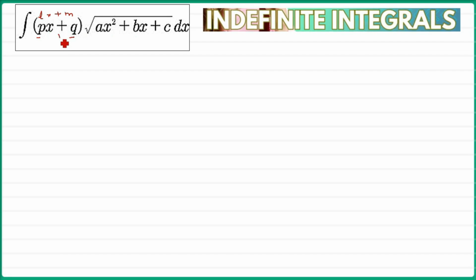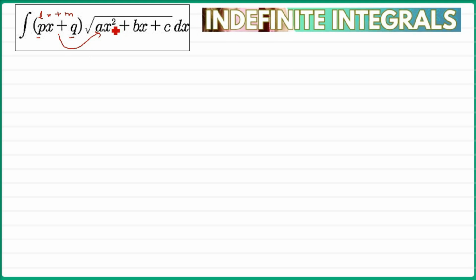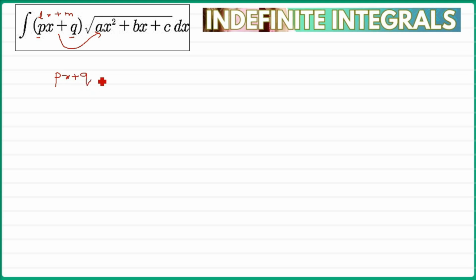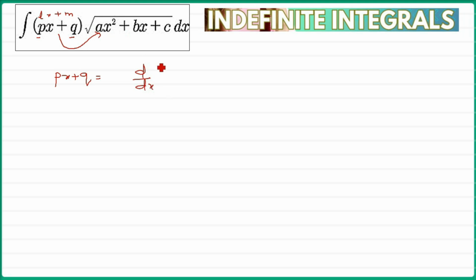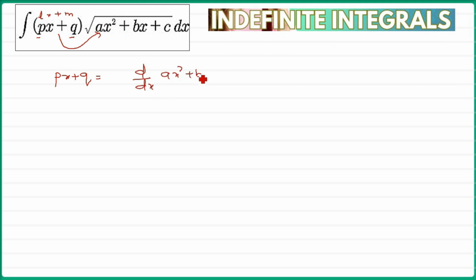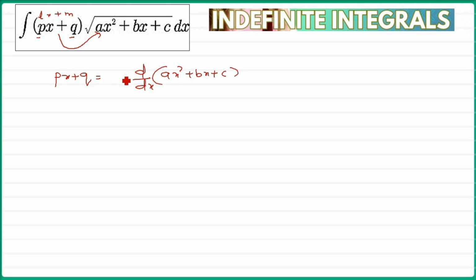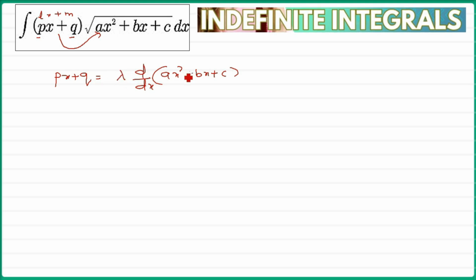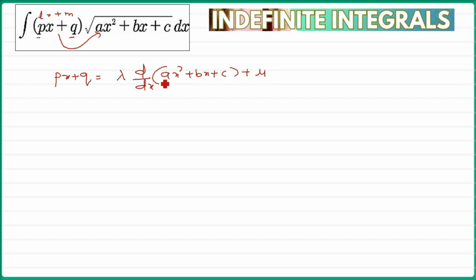Now px plus q, which is outside, we need to represent in the differentiation form of ax square plus bx plus c. So what I am suggesting is px plus q will be equal to d by dx of the inside stuff, which is d by dx of ax square plus bx plus c. But the differentiation will not be exactly equal to that. That means if you differentiate this, most of the time it will not be equal to px plus q. So you need to have certain constants along with it in order to facilitate the equality. So we have lambda and mu.